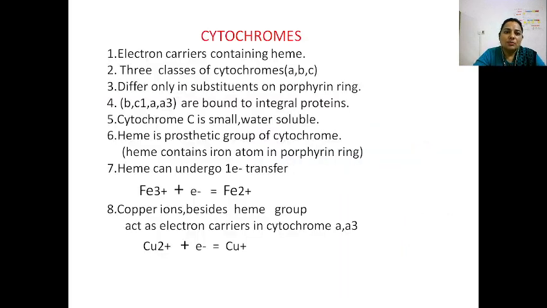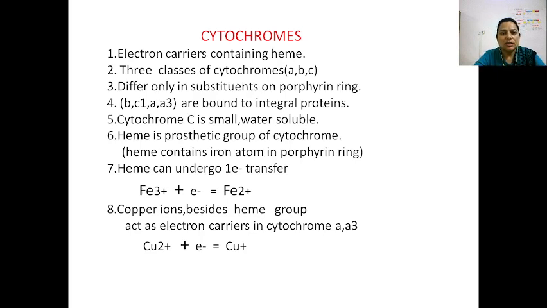Then cytochromes. Cytochromes are electron carriers containing heme. Three classes of cytochromes are observed, that is A, B and C. They differ only in the substituents on the porphyrin rings. B, C1, A, A3 are bound to the integral proteins. Cytochrome C is small and water soluble.